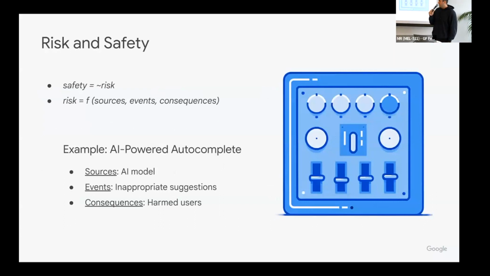Next, I want to talk about risk and safety. To make things simpler, safety is the absence of risk. Okay, so now I only have to define one variable. What is risk? Risk is a function of three different things: the risk sources, the potential events, and the consequences of those events. And I like to think of risk as this machinery that you can tune.